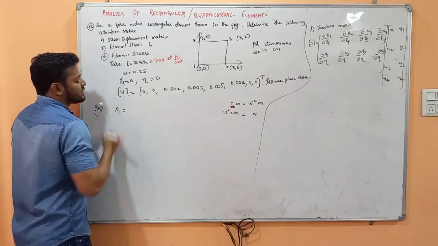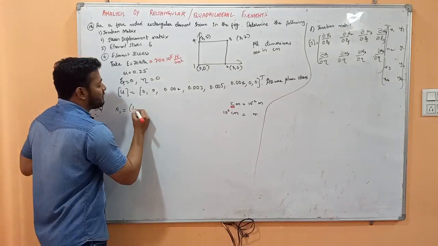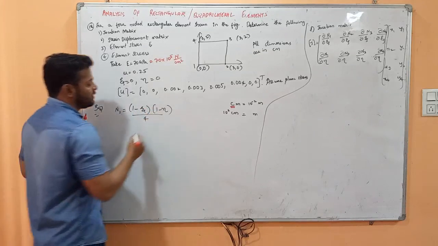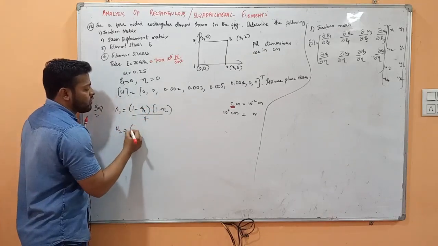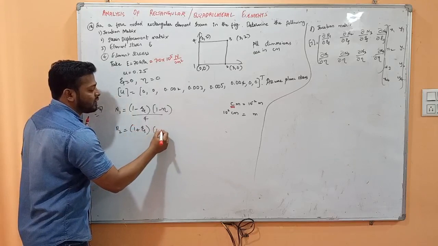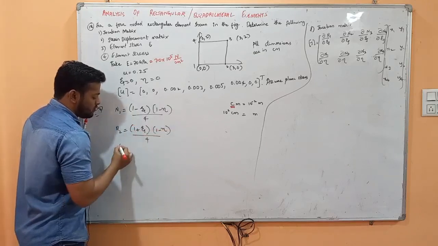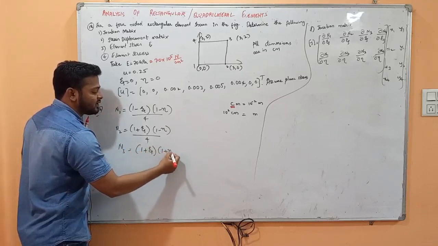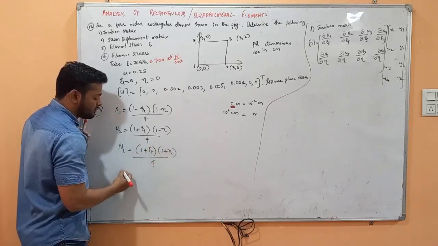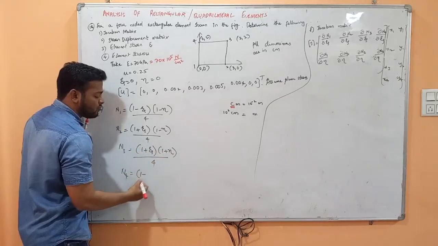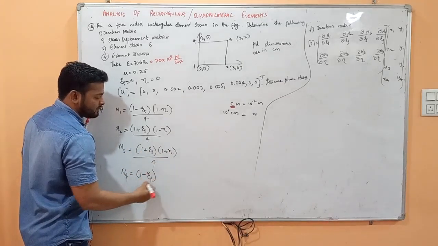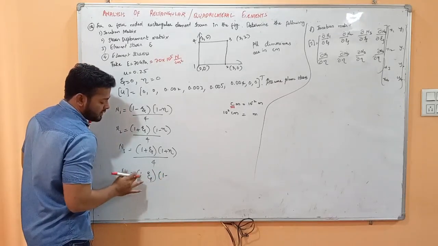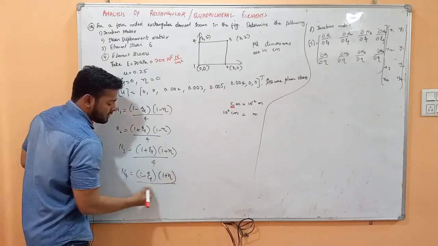So N1 is, what is the formula of N1? (1 minus xi) into (1 minus eta) by 4. What is N2? (1 plus xi) into (1 minus eta) by 4. What is the formula of N3? (1 plus xi) into (1 plus eta) by 4. And the formula of N4 is (1 minus xi) into (1 plus eta) by 4.